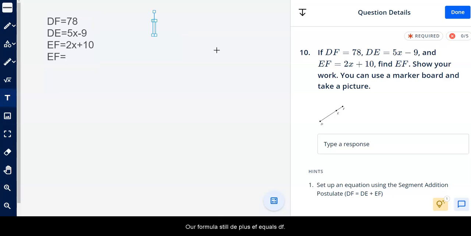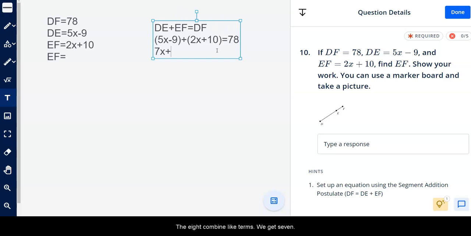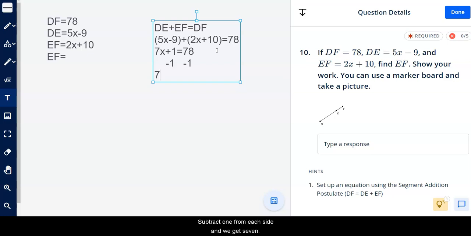Our formula, still DE plus EF equals DF. Substitution, 5x minus 9 plus 2x plus 10 equals 78. Combine like terms. We get 7x plus 1 equals 78. Subtract 1 from each side. And we get 7x is equal to 77. And we get x equals 11.